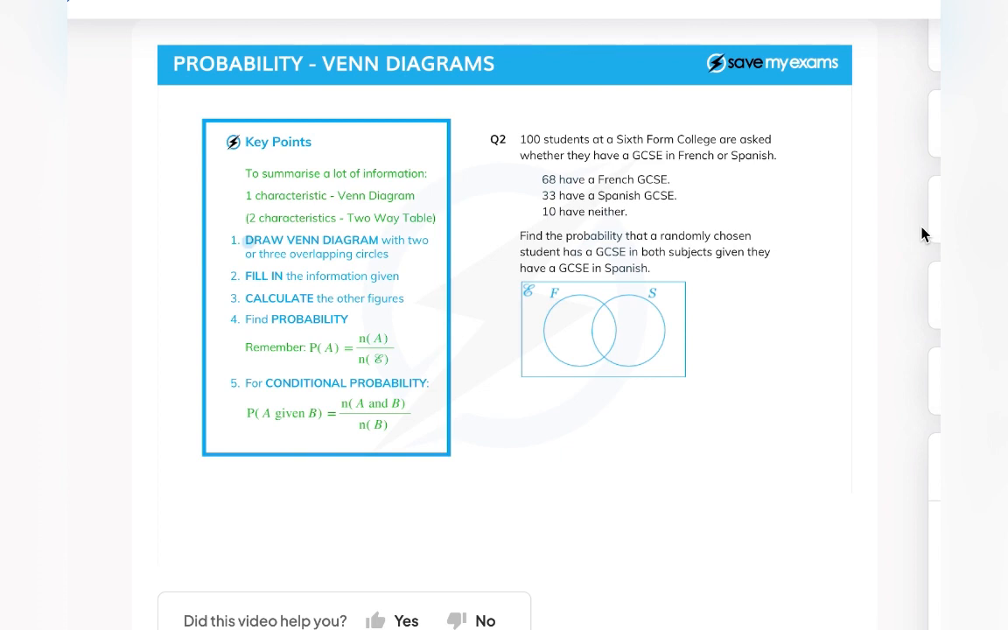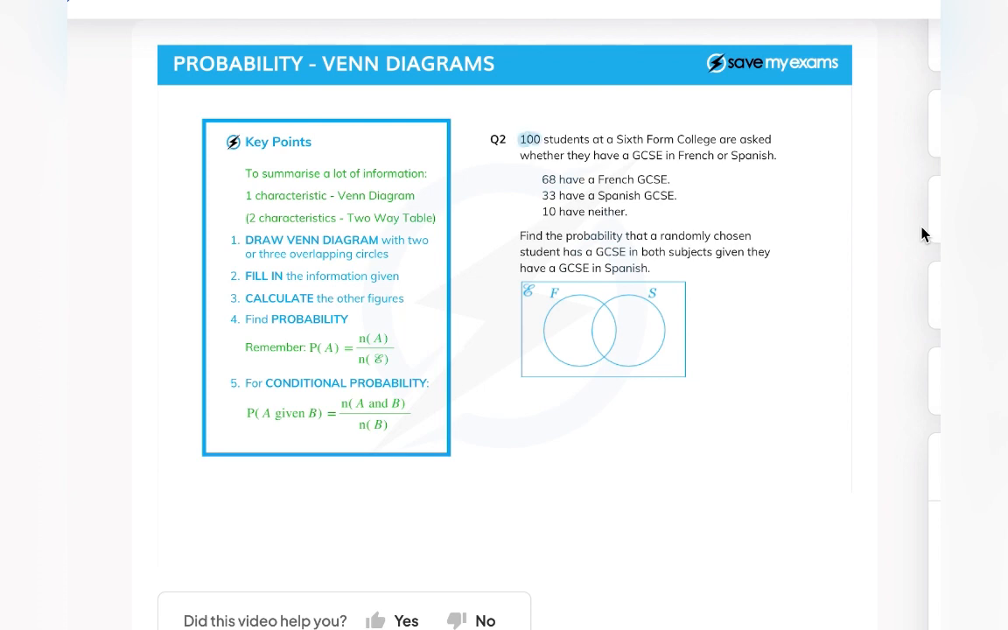So what do we do? Well, we draw a Venn diagram. You can see I've sketched one out already here. It's got two circles because, of course, there's only a choice between French and Spanish. We're going to fill in the information. We're going to use unknown letters if necessary, but only if necessary. We're going to calculate any figures we need to, and then we're going to go on to the probability bit as we did before. So let's do that for this question.